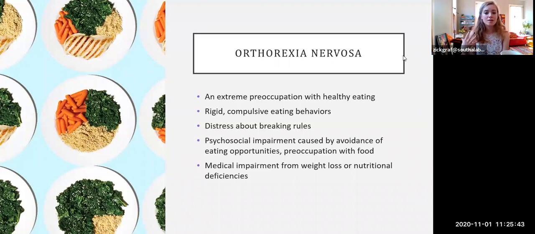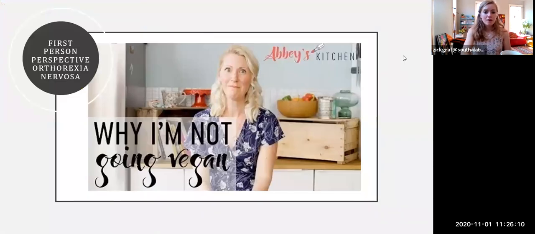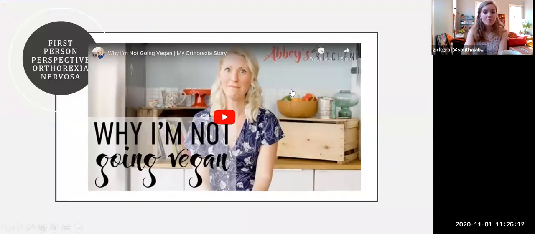Unlike other eating disorders, it doesn't need to cause any kind of medical impairment to be diagnosed. So unlike anorexia, which requires medical impairment in the form of extreme weight loss and underweight, orthorexia can be diagnosed based on psychosocial impairment or medical impairment. It's also important to note that orthorexia is not currently a recognized diagnosis in the DSM. It's a diagnosis that's under consideration, and that's being actively studied right now for potential inclusion in future editions. Okay, so here's a first-person perspective from a registered dietitian about her experience with Orthorexia Nervosa.